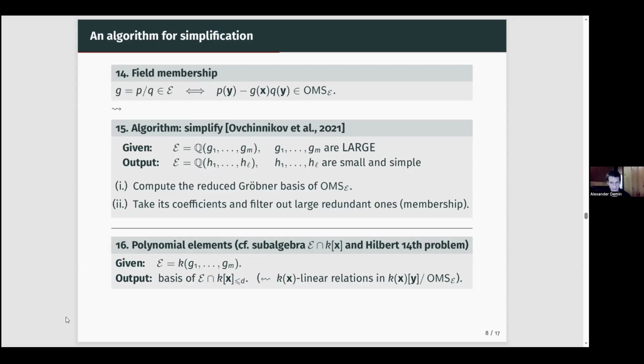All right. So these are basically three algorithms based on OMS ideals. The first is field membership. Second is finding some simple generating set, and the third one is finding some linear, basically polynomial relations in the subfield.